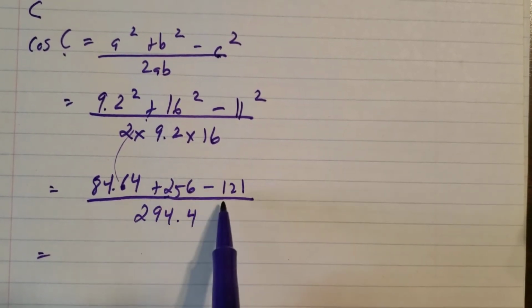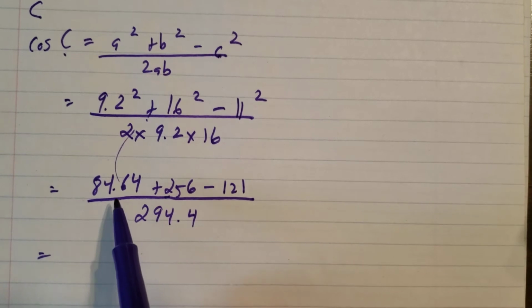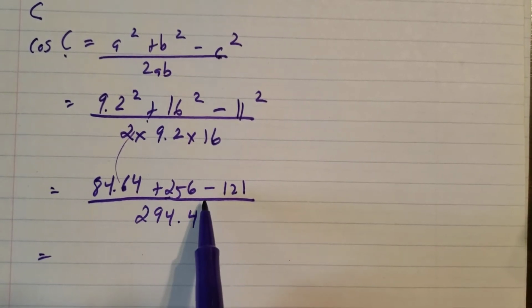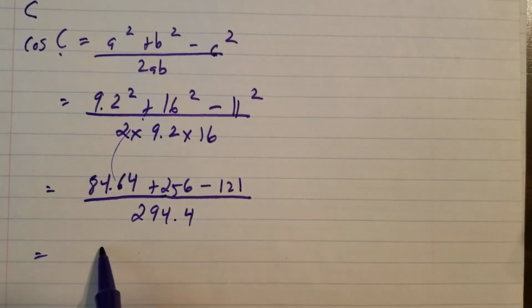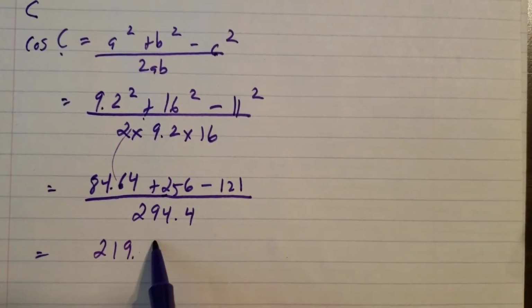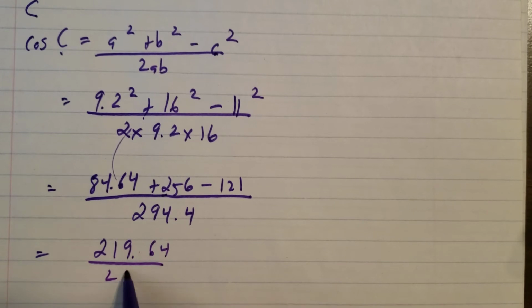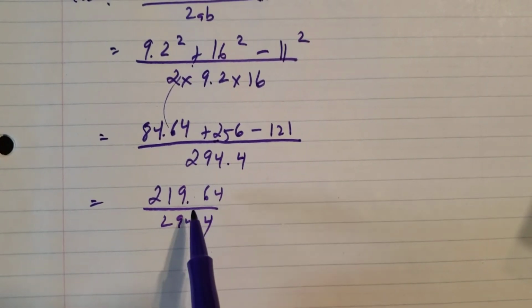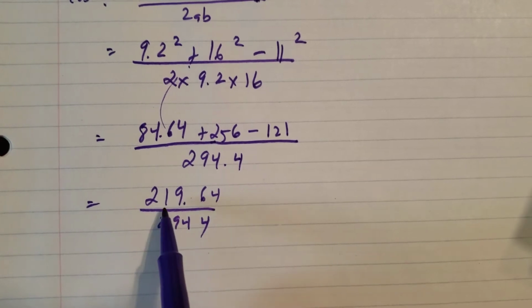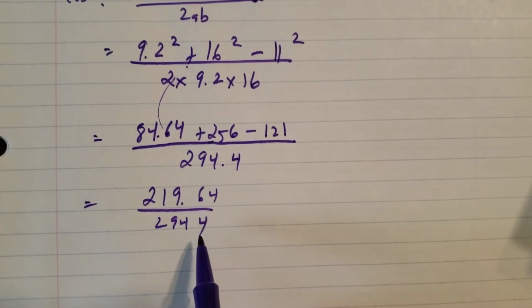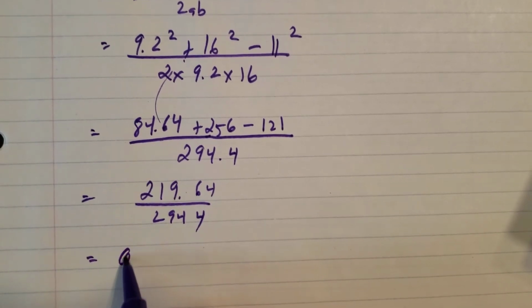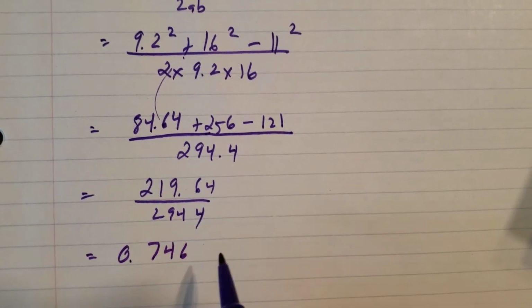Okay, so now I'm going to make this numerator look a bit nicer. So I'm going to put these numbers together. So I'm going to punch in 84.64 plus 256 minus 121. That should give me 219.64. Okay. So now I'm going to divide these numbers. So I take 219.64, divide by 294.4, which gives me approximately 0.746.